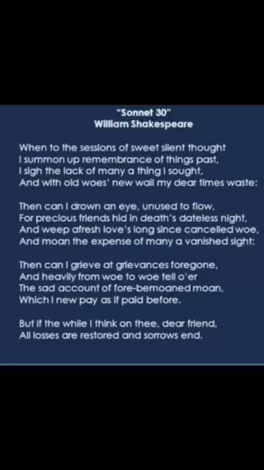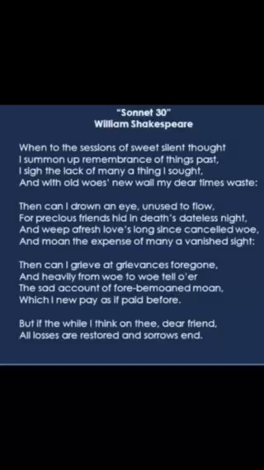When to the sessions of sweet silent thought I summon up remembrance of things past, I sigh the lack of many a thing I sought, and with old woes new wail my dear time's waste. So, what the speaker is saying is that whenever I am alone and I recall things past and I am lost in sweet silent thought, I summon up, I call up remembrance of things past. So, I remember the things which have gone, which have passed.